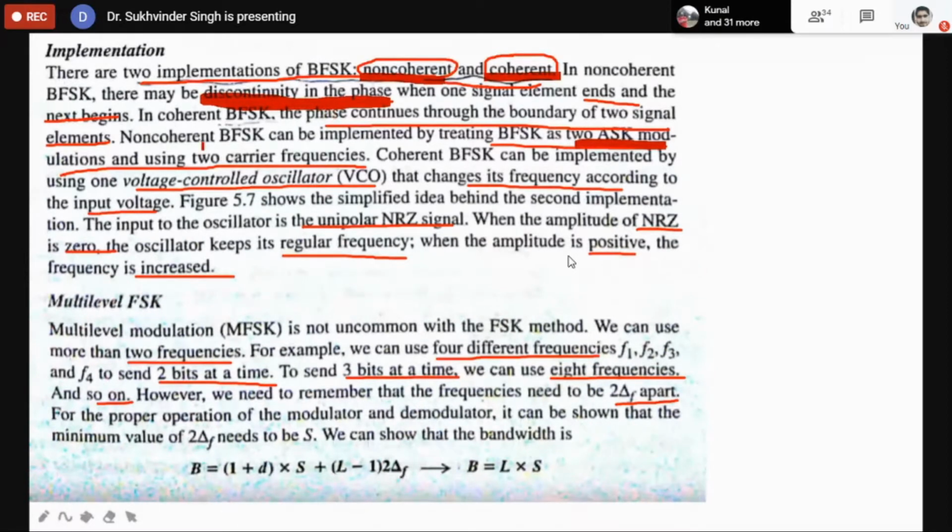Whereas in reverse to this, coherent BFSK can be implemented with the help of a voltage controlled oscillator, and in this case there is no discontinuity or no change in phase when we shift from one bit level to another bit level.